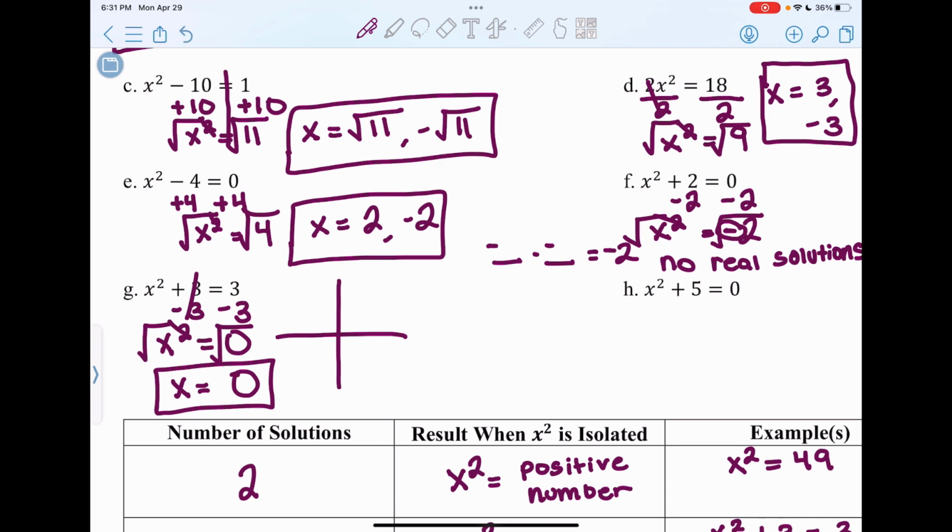And so imagine where there's only one solution, only one place where the parabola crosses the x-axis. And it would look something like this. Notice how I would only have one x-intercept at 0.